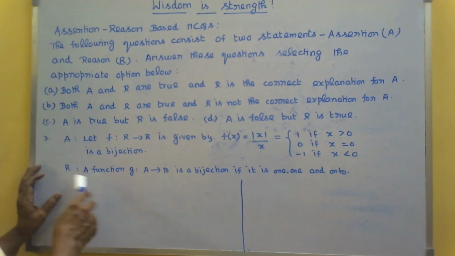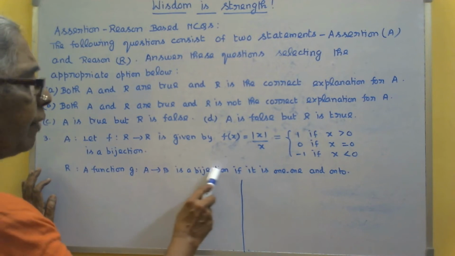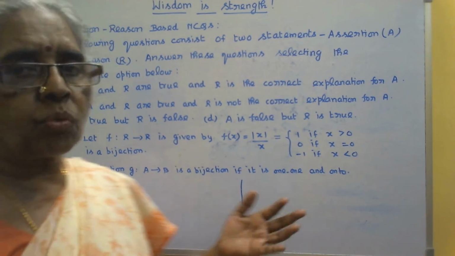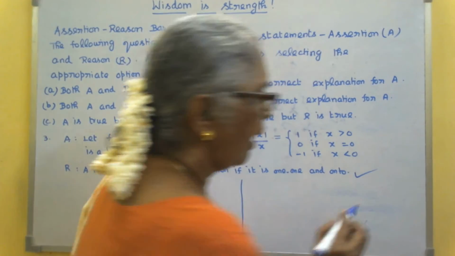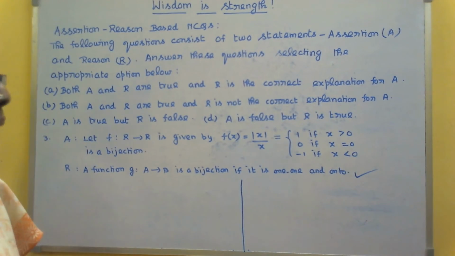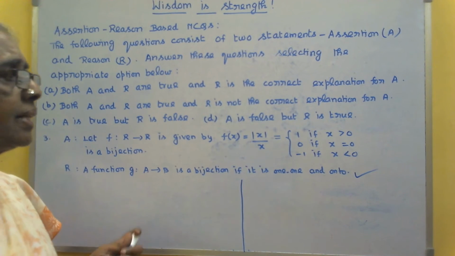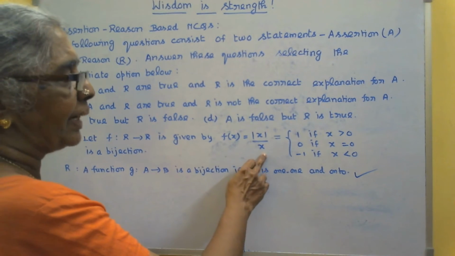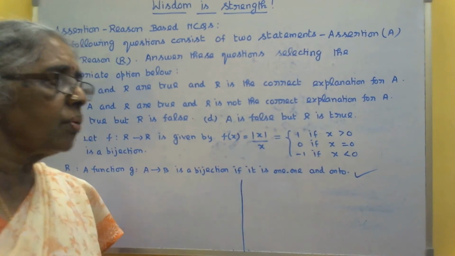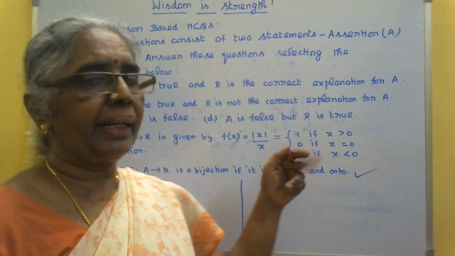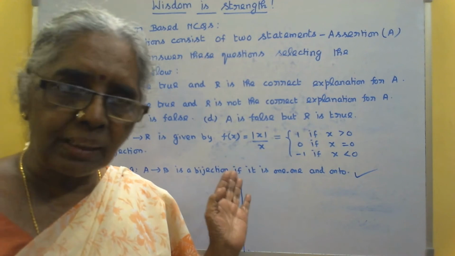So, now coming to the reason part, any function is a bijection if it is 1-1 and onto, that is the definition. So, we can tick it and the reason is correct. Now, let us see the assertion. It is given f of x is equal to mod x by x and they have given three things. 1 if x is greater than 0, 0 if x is equal to 0 and minus 1 if x less than 0.